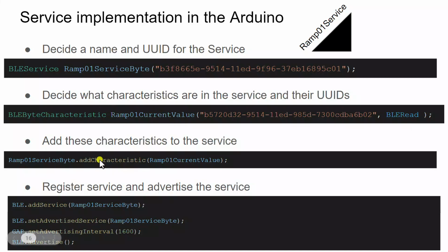And then you take the characteristics and you add them with add characteristic to the service. So you do that one by one. And once you're done, you register your service. So we take our service and we add that to the BLE object, and then we advertise it so that other devices know, hey, there's this service available, and they set the interval. It's a multiplier, about every second, with comments about how that number maps to seconds, and then start advertising. And now devices can connect to this Arduino, and they can read all the characteristics.